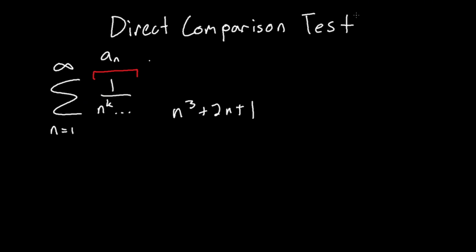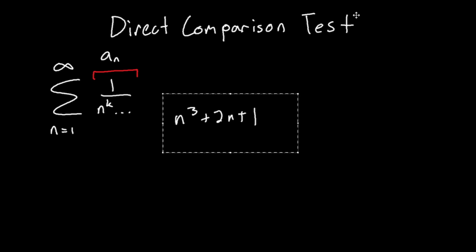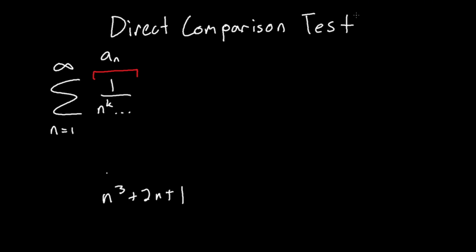And the reason why I'm specifying this is because let's actually use this function. The whole goal of the direct comparison test is to find some function called b of n. You want to find b of n. And the reason why it's called comparison test, direct comparison test, is because, well, we're using another function. We're comparing two sequences, b of n and a of n. So we have to find b of n.